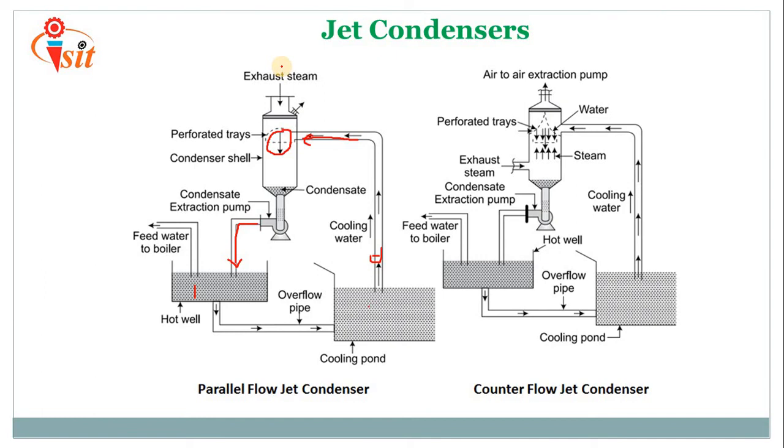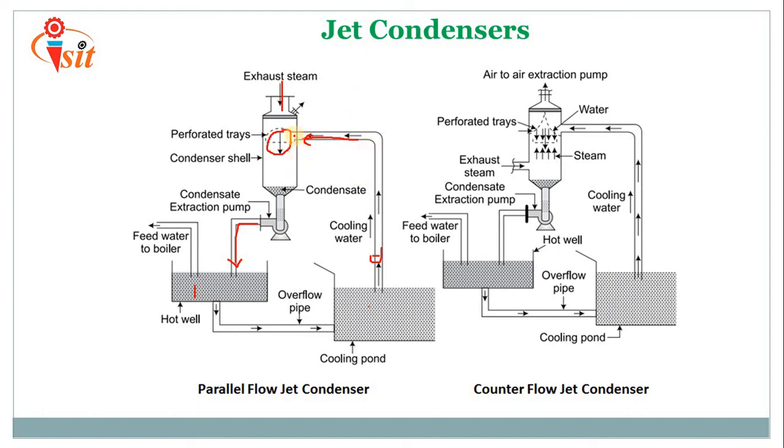The steam is actually coming from the boiler. From the boiler it enters the turbine, and from the turbine it enters that particular area of the condenser. So the direction of the steam and the direction of the cooling water entering is the same, and mixing takes place. That is why it is named the parallel flow jet condenser.